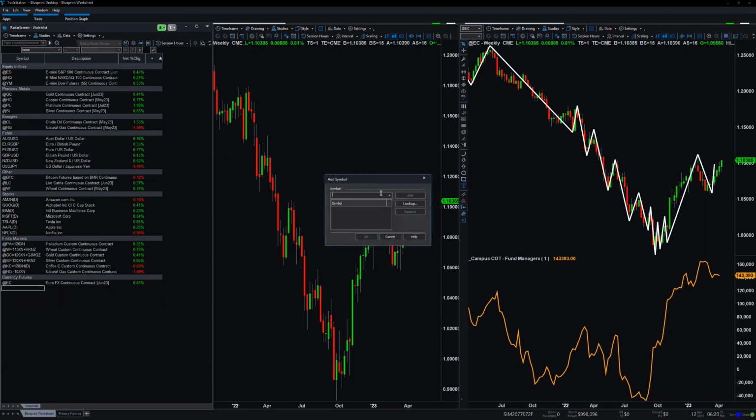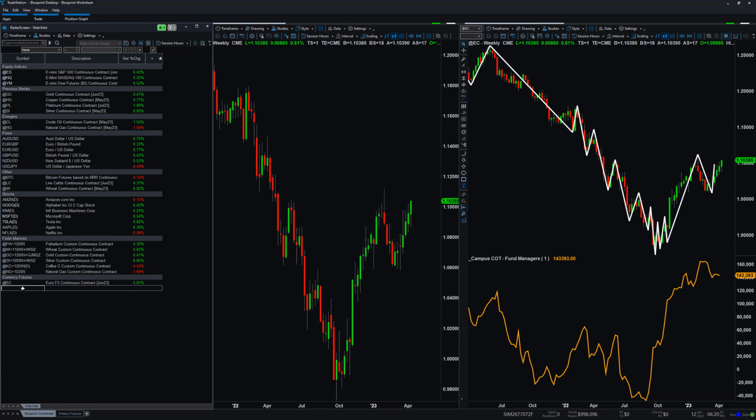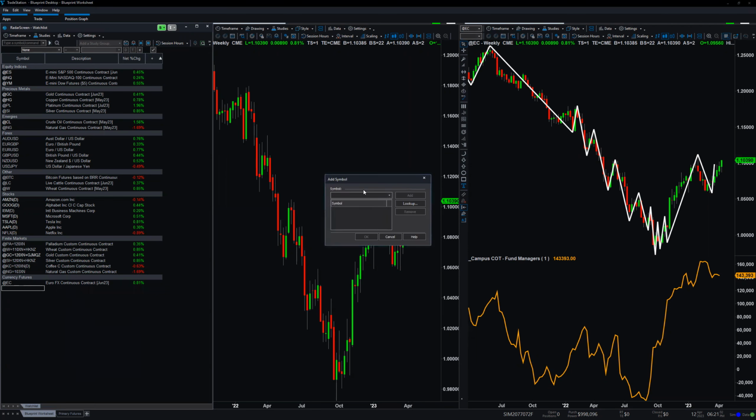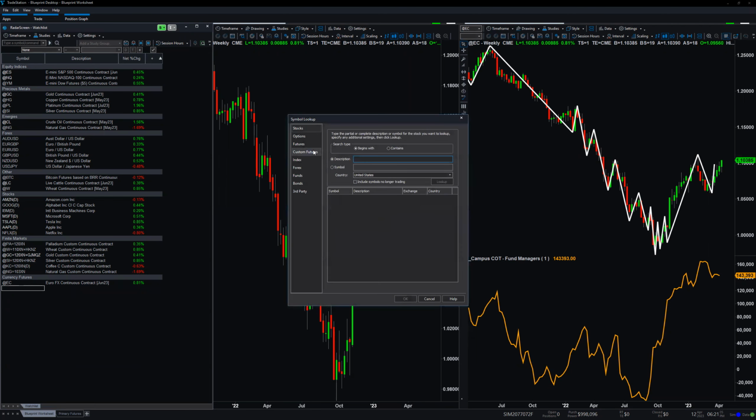Now, if, for example, you're unsure about a certain symbol and you want to look that symbol up, you go to right mouse click, data, add symbol, and then you go to look up. You want to look at futures. For example, let's say you want to look at the Mexican peso. Right, let's just make an example here. And we'll try to look that up. Now we get a whole lot of MPs.